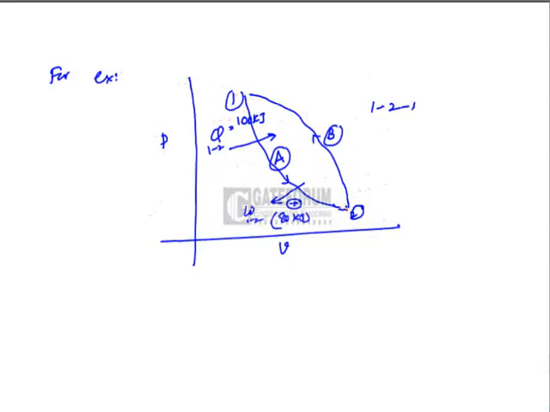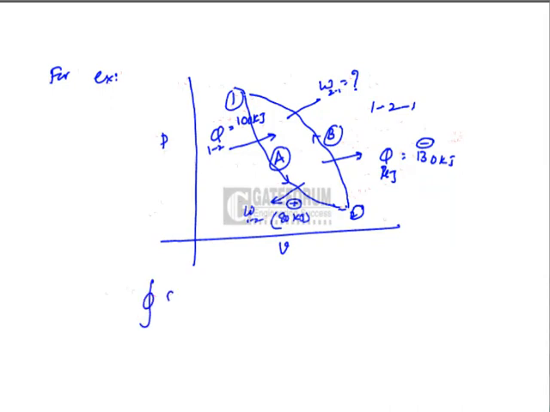Now coming to the 2 to 1 process along the path B, let there be Q rejected of 130 kilojoules along the path 2 to 1, which is a negative because heat is rejected. It should be taken as a negative sign. Then what would be the work in the process 2 to 1? That is the problem. So our aim is to calculate what is the W2 to 1 with the application of the first law of thermodynamics.